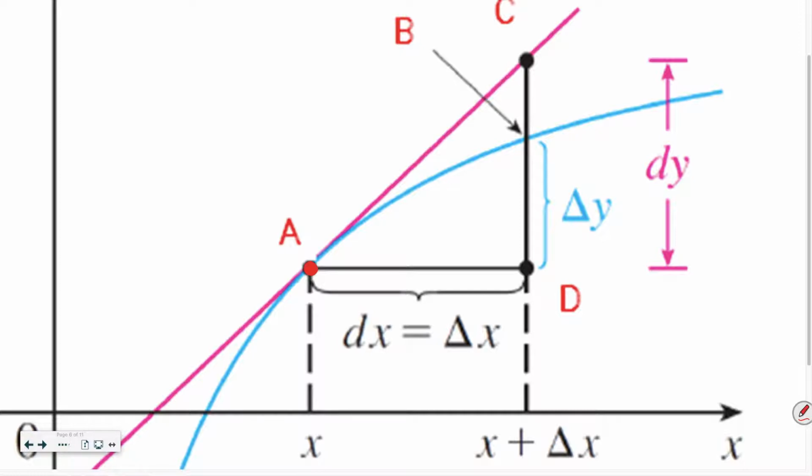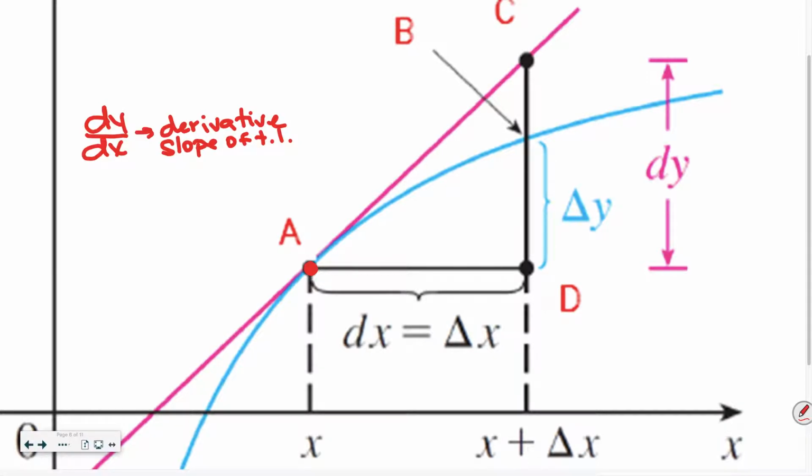dx and dy. Where do you see those two-letter chunks? Derivatives. So we see derivatives as dy dx, right? That means derivative. Which means what? dy dx is the slope of the tangent line. So when you see dx and dy, they're describing the slope of the tangent line.